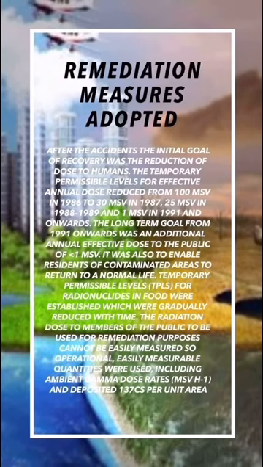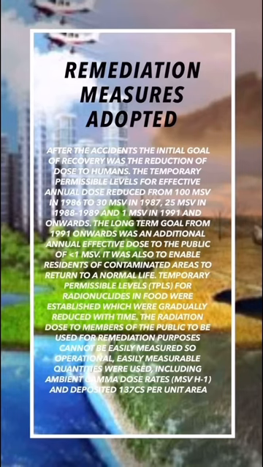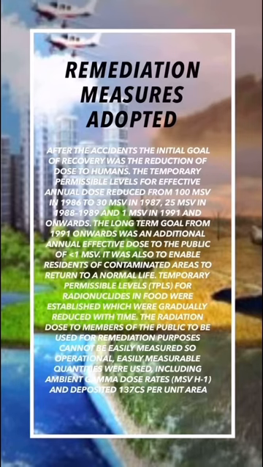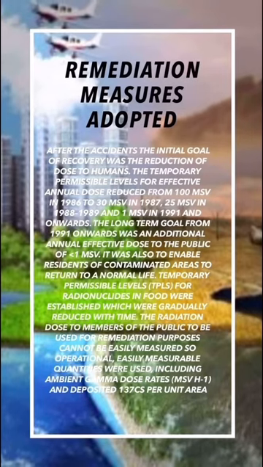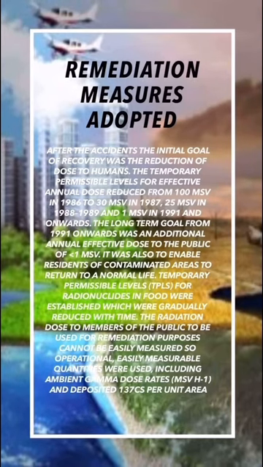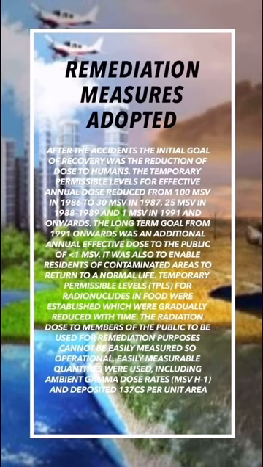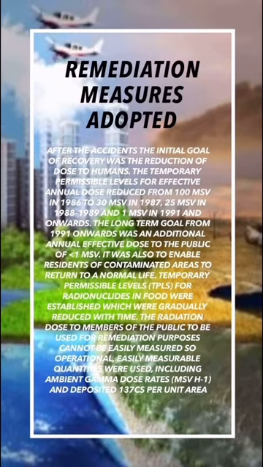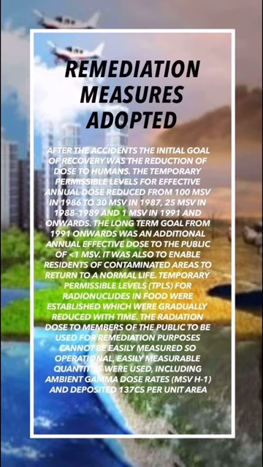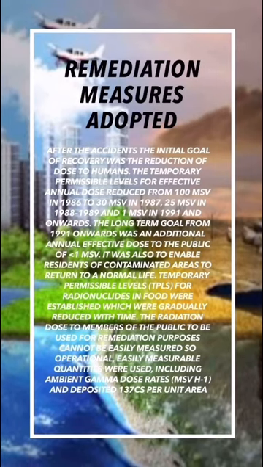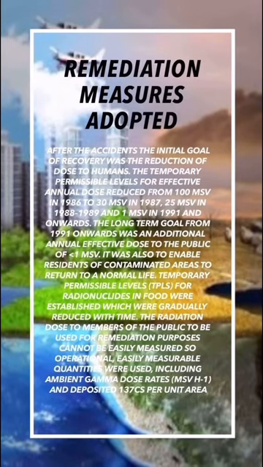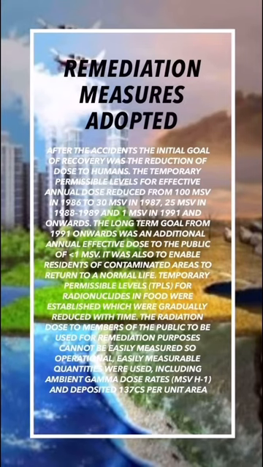Temporary permissible levels for radionuclides in food were established, which were gradually reduced with time. The radiation dose to members of the public, to be used for remediation purposes, cannot be easily measured, so operational, easily measurable quantities were used, including ambient gamma dose rates and deposited caesium-137 per unit area.